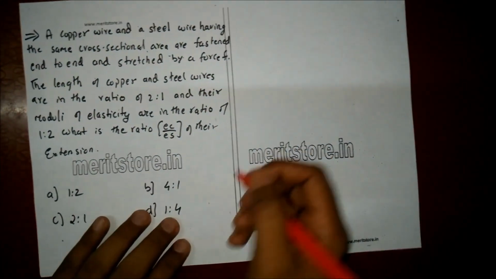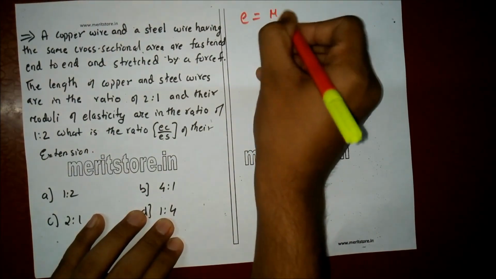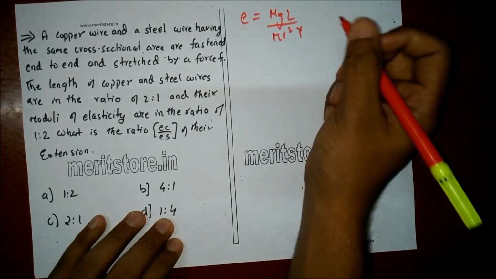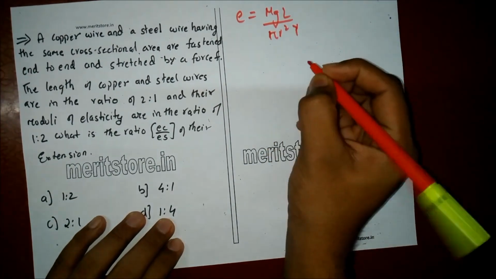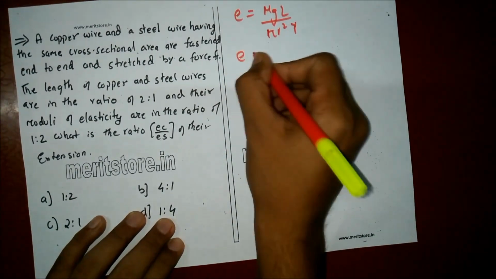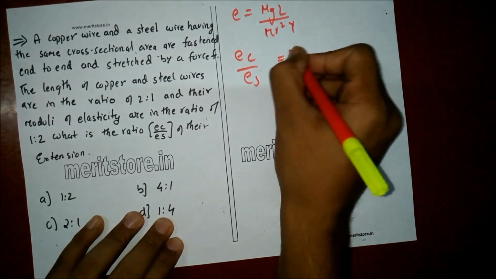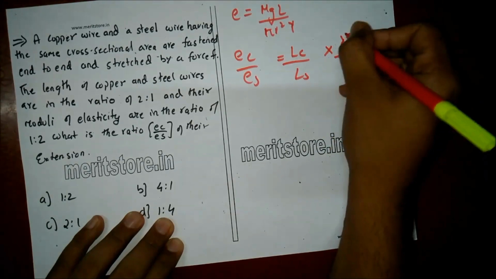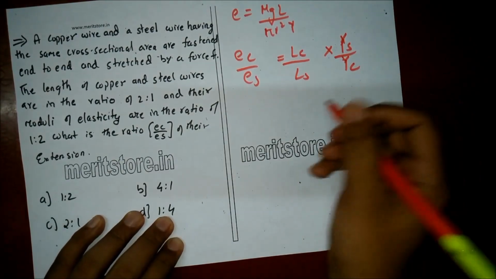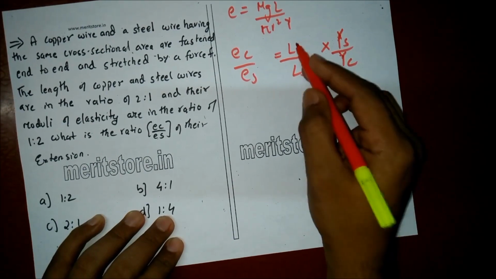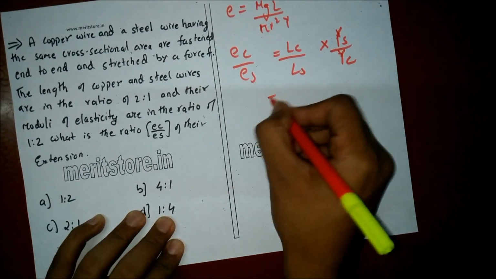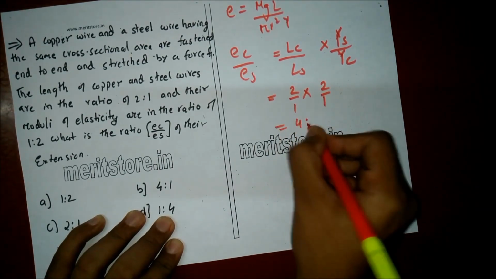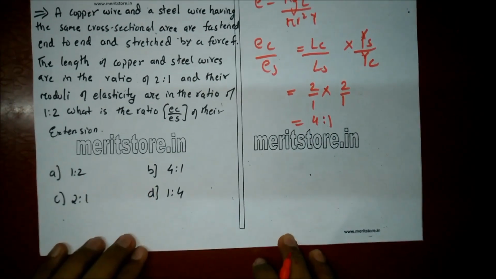Now, e is equal to mgL upon pi r square Y. Now if we take everything else as constant, e will be directly proportional, therefore EC upon ES will be equal to LC upon LS into YS upon YC. Therefore we know the ratios of LC upon LS and YS upon YC, which is equal to 2 upon 1 into 2 upon 1, which is 4:1. Therefore here the correct answer will be option B.